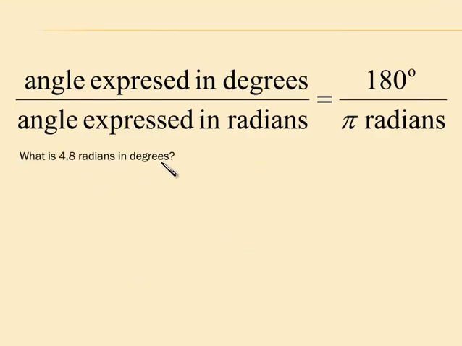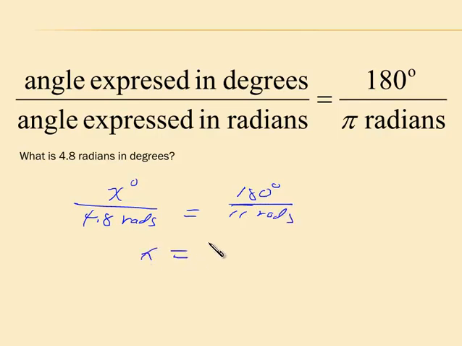Okay, so now let's look at another example. So we need to express 4.8 radians in degrees. So it's the same thing. We want to know how many degrees. We have 4.8 radians, and then that's going to be 180 over pi. And so x is simply 4.8 times 180 over pi. So this should be very simple algebra. And that gives us 275. And so 4.8 radians is 275 degrees.